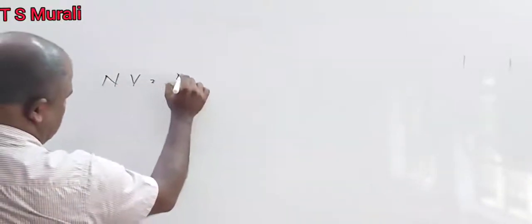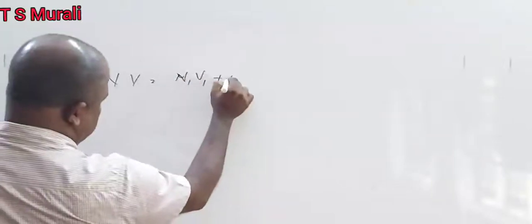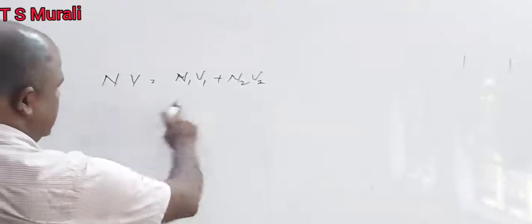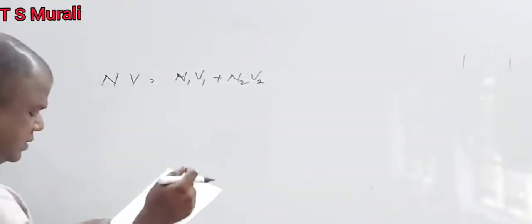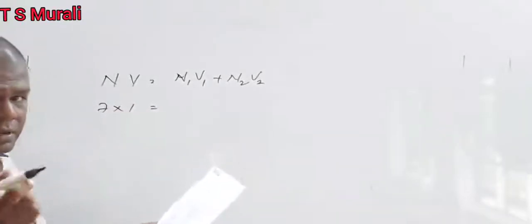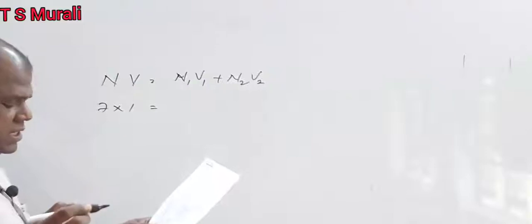We have discussed the same type of question in the normal class also. There is a formula: resultant normality into resultant volume is equal to N1 V1 plus N2 V2. Otherwise, resultant normality is equal to the total N V by the total volume. Anyway, the resultant normality they are giving is 7. So 7 into 1, because it is 1 liter. I am giving it in liter because all the answers are in liter.